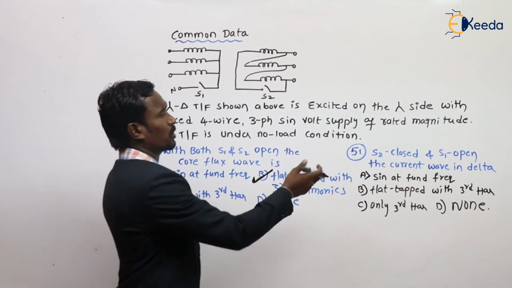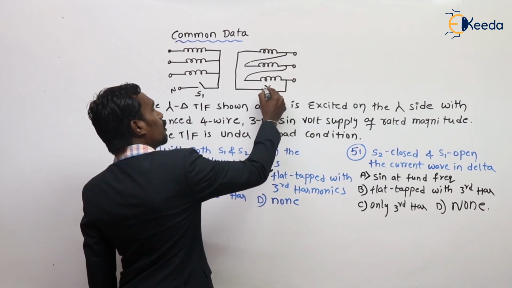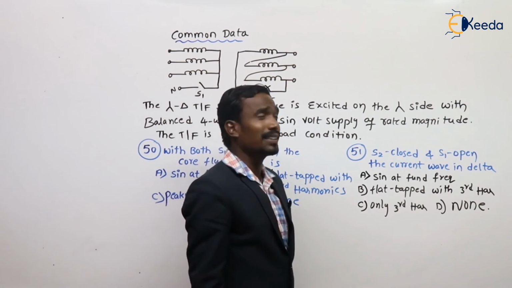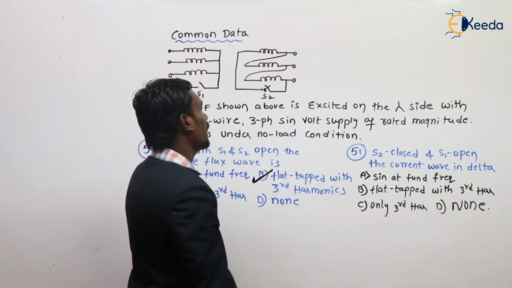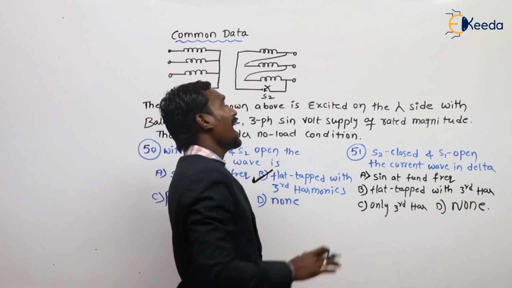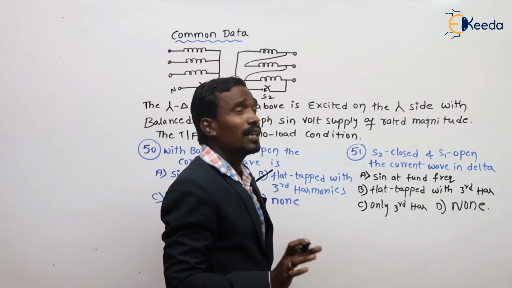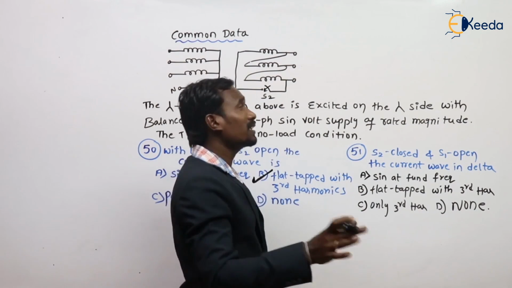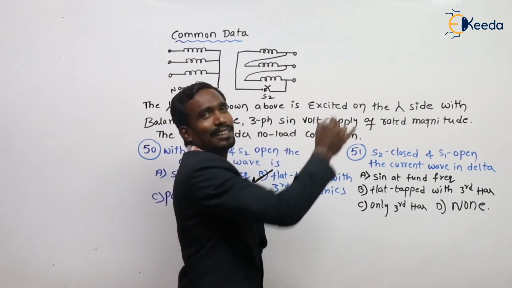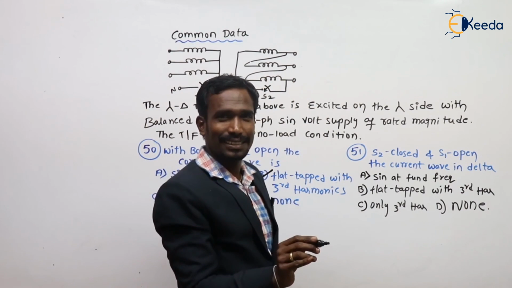Next, the second question. S2 is closed but S1 is open. Here S2 is closed even though S1 is open. Then what is the current wave in the delta? Actually, S1 is open and S2 is closed, and this transformer is under no load condition, so there are no load currents, but due to the closed delta, the third harmonic currents flow in the delta. It provides a path for third harmonic currents.